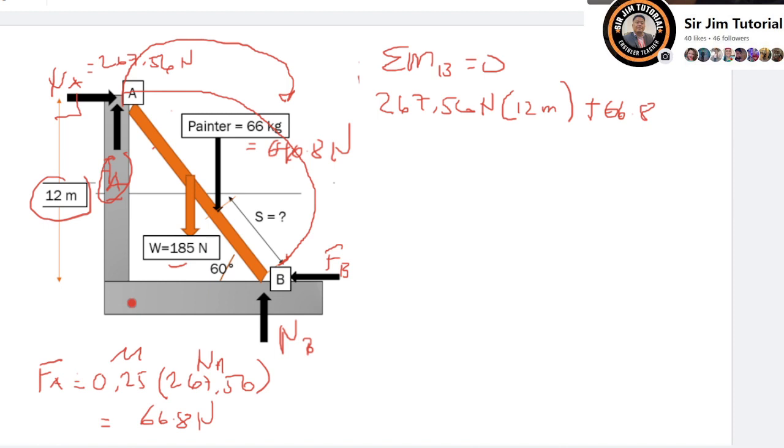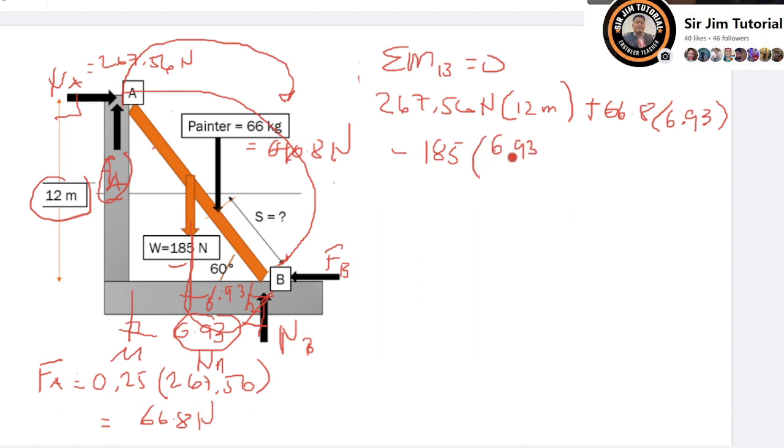Multiply by this distance up to here. This is perpendicular. This is what we calculated earlier, which is 6.93 meters. Okay, and then what's next? How about this 185 going here? It's anti-clockwise. Actually, the distance here is just this one divided by 2. 6.93 over 2. So that is minus because that is anti-clockwise. 185 multiplied by 6.93 over 2, which is just 1/2.